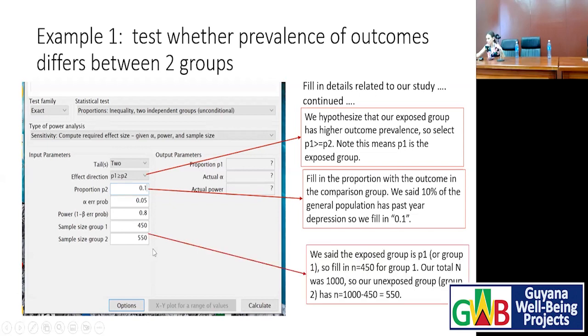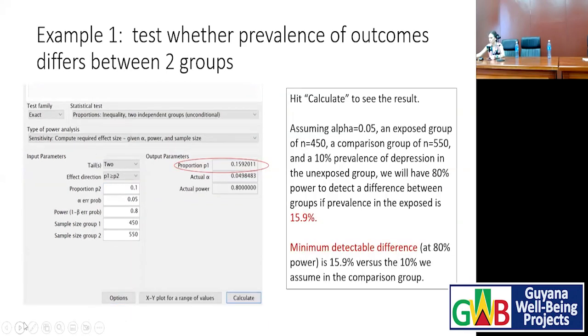And then finally, for the sample sizes, we said the exposed group was group P1. So we put 450, which was the number in the exposed group, for the sample size of group 1. And 550 is the unexposed group size, since we said 1,000 total. Okay, we will hit calculate to see the results.